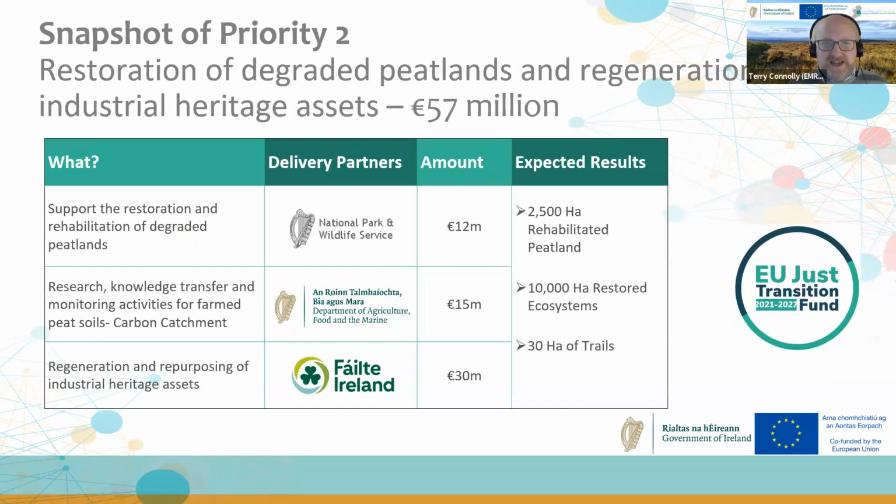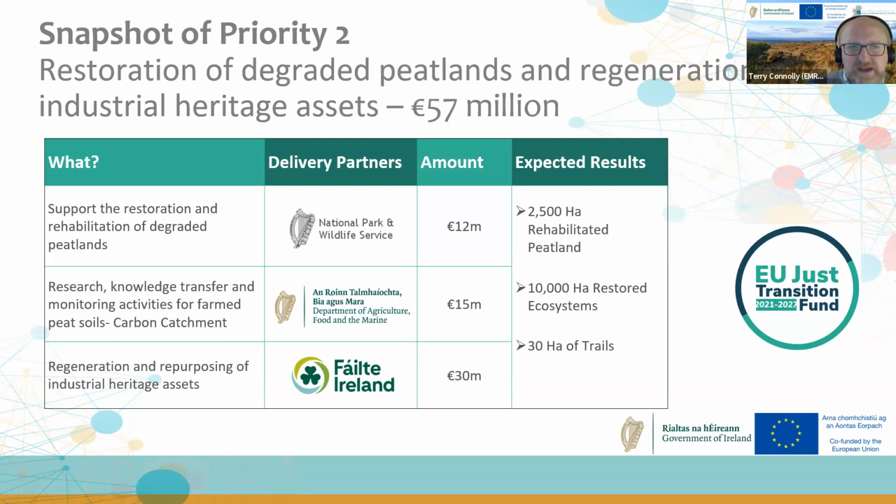Next priority, I'll fly through this one. It's more the economic one. It's about the restoration of degraded peatlands and the regeneration of industrial heritage assets. So again, linking back to that single specific objective, this is the environmental part. Ourselves in EMRA, we're working with the NPWS on supporting the restoration and rehabilitation of degraded peatlands. If you're a community organisation who owns peatland, or you're a peatland community, this is probably the one for you.